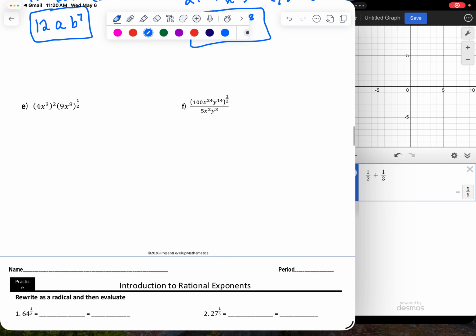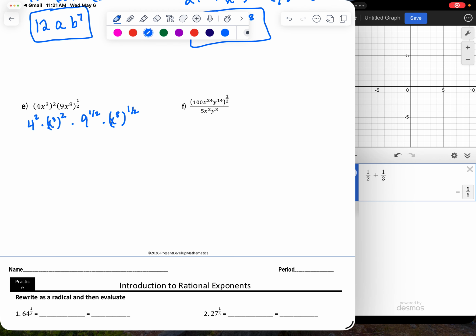So in problem E, we have 4x cubed raised to the 2 power times 9x to the 8 power raised to the 1/2 power. So I'm going to start off with my first parenthesis, and I want to raise everything in that parenthesis to the 2 power. Then I'm going to do the same thing to my second parenthesis, but I'll be raising everything to the 1/2 power. All right, now let's simplify that.